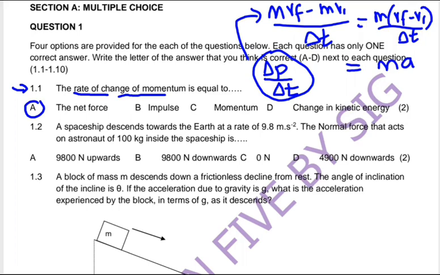1.2, a spaceship descends towards the Earth at a rate of 9.8 meters per square second. The normal force that acts on the astronaut of 100 kg inside the spaceship is what? Well, we know that normal force is a reactionary force that is applied by a surface. So if you have a person standing on a surface, the normal force will be the reaction to them pressing down on the surface.